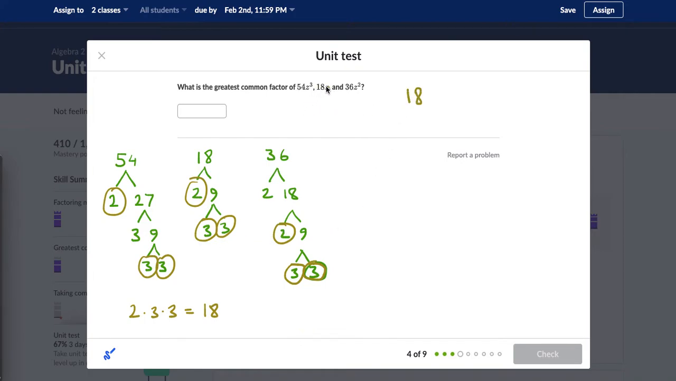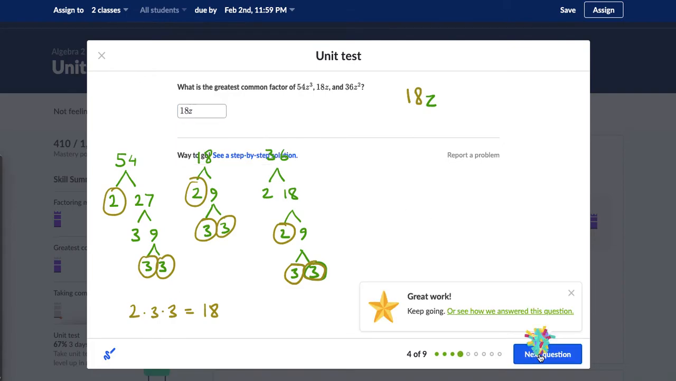Now we look at our variable. What is the lowest exponent in our variable? There's just z to the first power. So 18z is our greatest common factor here. So we can use 18z to factor out of those 3 if we need to.